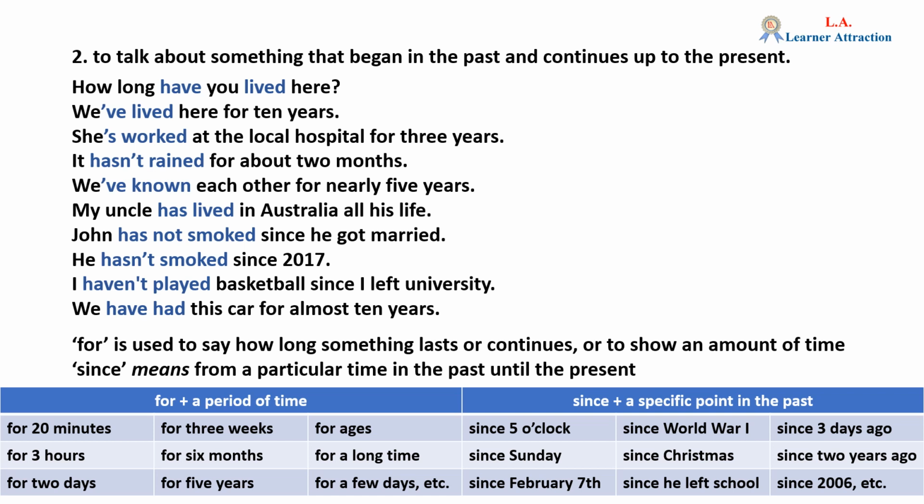Since, plus a specific point in the past. Since 5 o'clock, since Sunday, since February 7th. Since World War I, since Christmas, since he left school. Since 3 days ago, since 2 years ago, since 2006, etc.